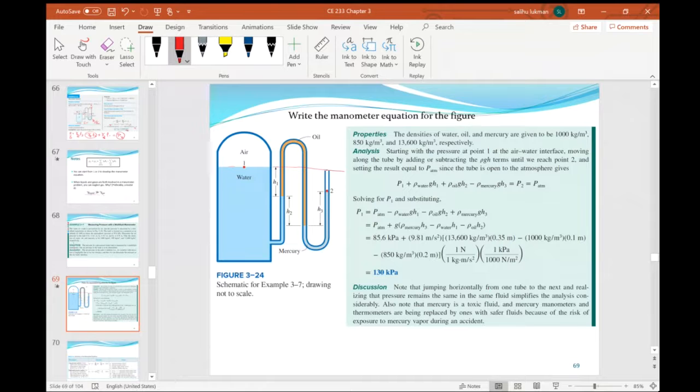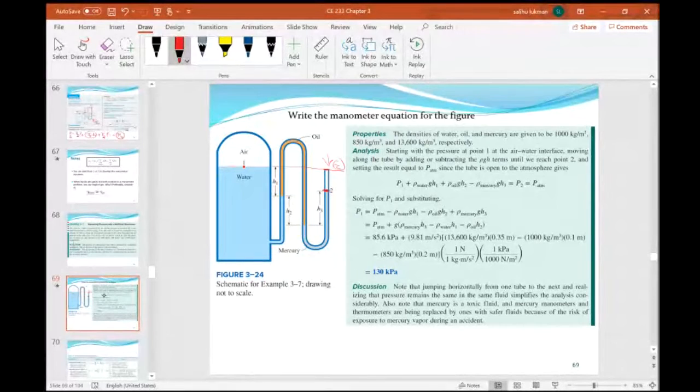Okay, so we start from this point, which is atmospheric pressure, which we can take to be zero. Similar to what we did before, if you call this point two, the pressure here is the pressure here, because it is the same atmospheric pressure that is acting. So this is point two. Then when you go down, you add. You go down, you add.